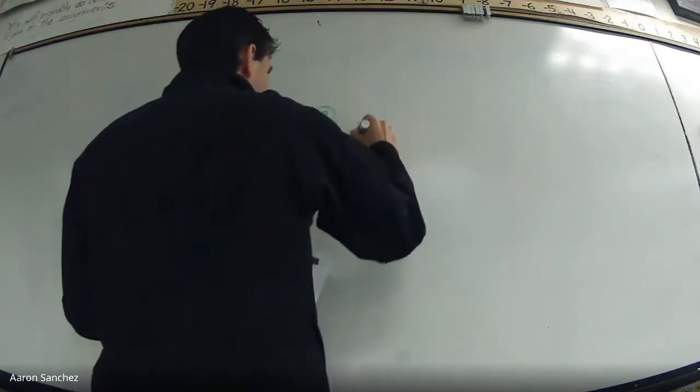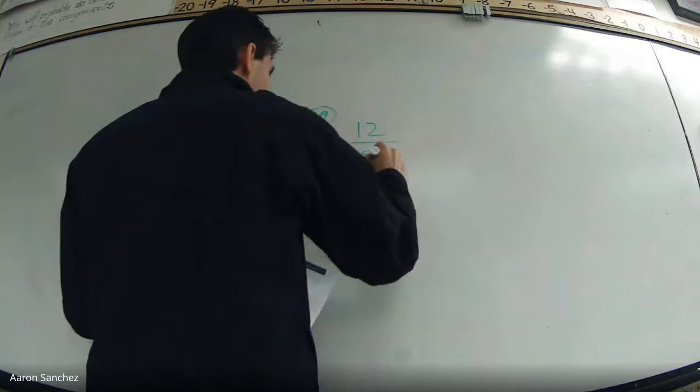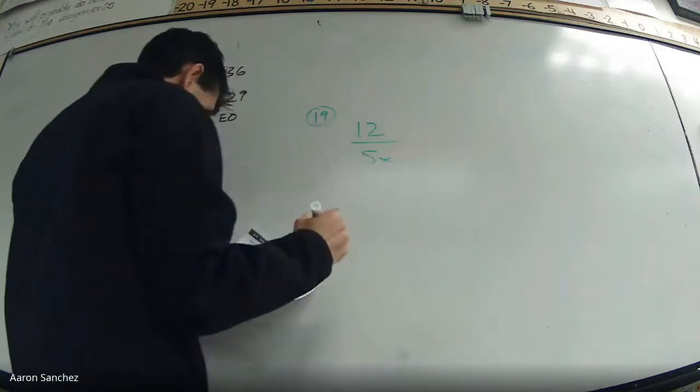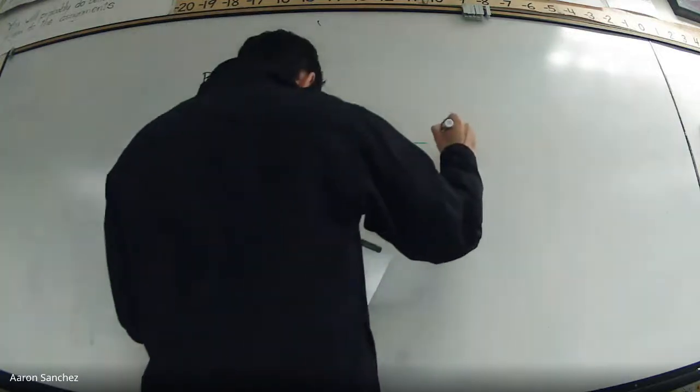So now, 12. Why are we doing the least common multiple? Because this is going to help us find the common denominator.